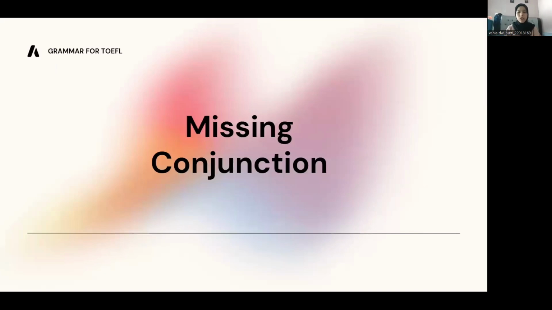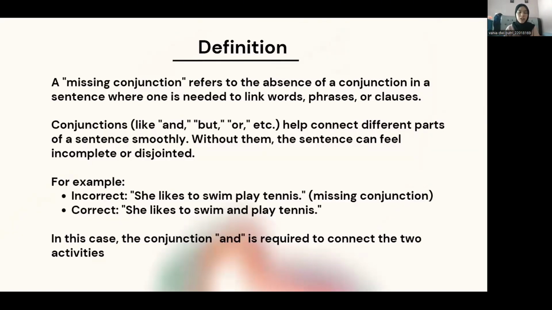Next material is missing conjunction. So what is missing conjunction? It is missing a conjunction in a sentence where one is needed to link words, phrases, or clauses. Conjunctions help connect different parts of a sentence smoothly. Without them, the sentence can feel incomplete or disjointed. Here are the incorrect one and the correct one. She likes to swim, play tennis. You can tell that we miss a conjunction here. So the correct one is, in this case, the conjunction and is required to connect the two activities.